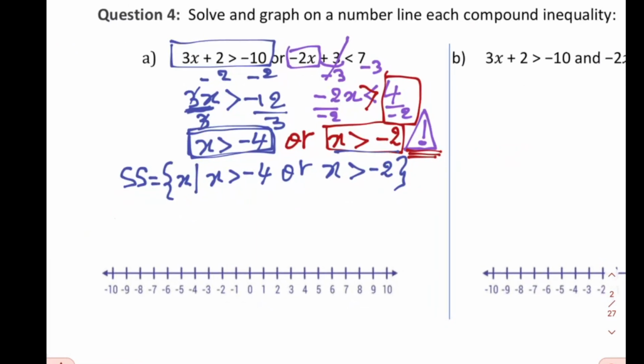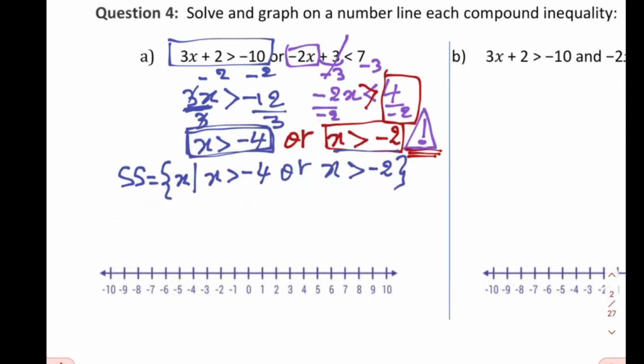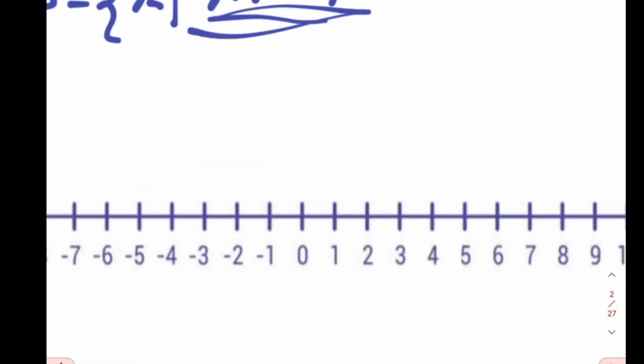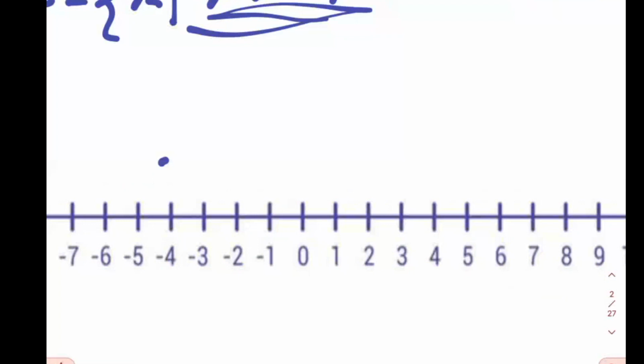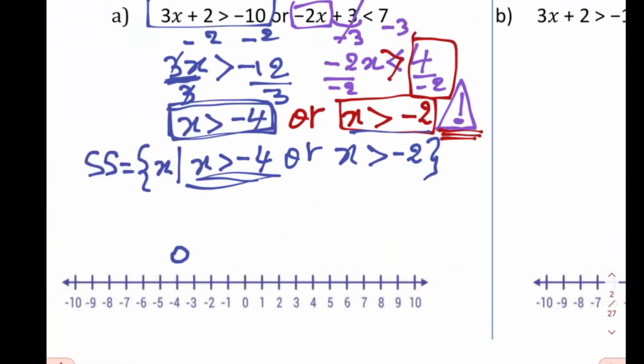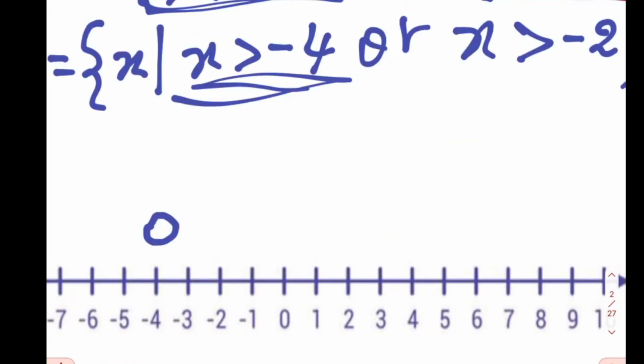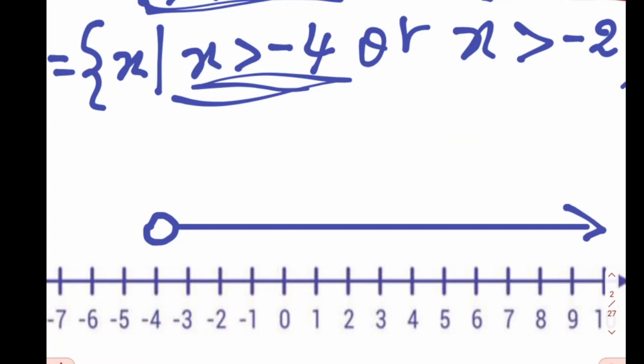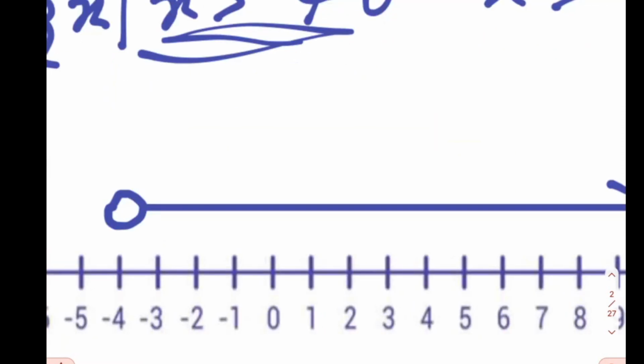Now we draw. It's better to draw before you put the solution set. This is my advice. If I draw x more than negative 4, I go to negative 4 and put an empty circle, because we don't have equal. If we had equal, we would put a solid one. So here, empty circle at negative 4, and then more, you go to the right. This is x more than negative 4.